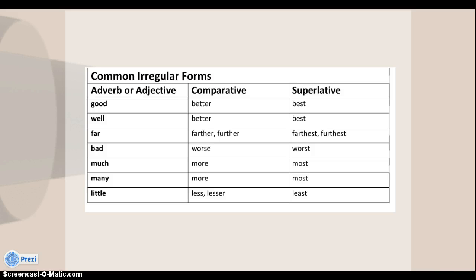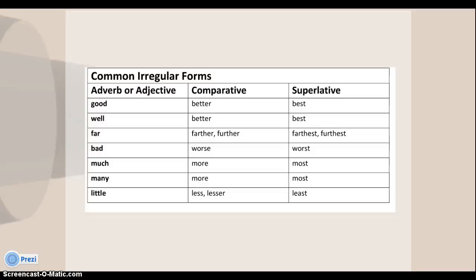These are some very common irregular forms. Now, if you look at good, as we just did in our example, we have good, better, best. We also use better and best if we're saying well. It's like I did well, I did better, I did best. So both of those words, good and well, use better and best in their comparative and superlative forms.